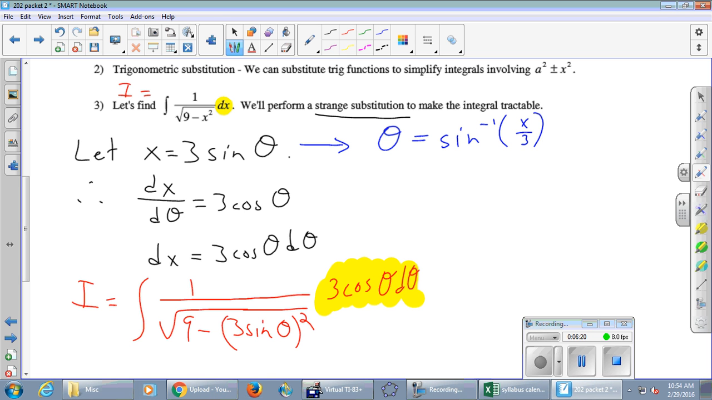So it's not clear that's any better. In fact, you could make the case it's worse, but it's equivalent, yes? Everything we've done is legal. All right, let's keep going. Equals the integral. Let's see, so I'm just going to copy this here. I'll leave the 1 on top. Copy the 3 cosine theta d theta here. It's the stuff in the radical that we have to focus on.